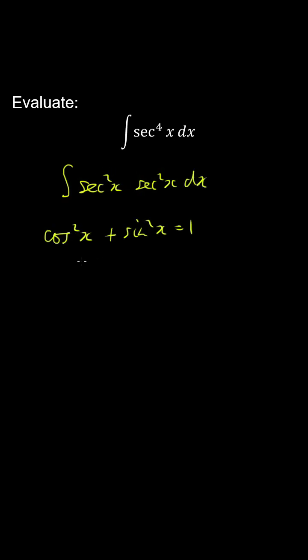Let's evaluate the integral of sec x to the power of 4. And because it's an even power, we can write this as sec squared x by sec squared x dx, and use a trig identity. And dividing through by cosine squared x, we get 1 plus tan squared x is equal to sec squared x.